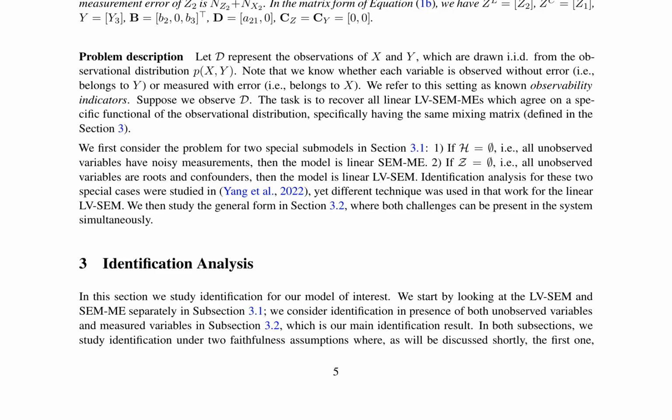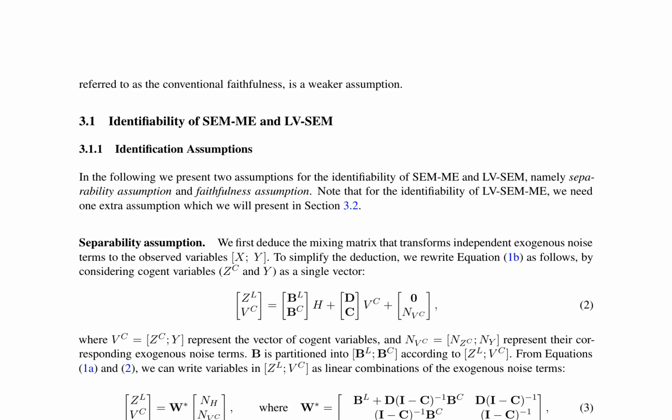To achieve identification, the authors proposed two assumptions: the separability assumption and the faithfulness assumption. The separability assumption states that the mixing matrix, which transforms independent exogenous noise terms to observed variables, can be recovered from observations of x, y, up to permutation and scaling of its columns. The faithfulness assumption is a stronger assumption that ensures the model is identifiable. The authors provide an example of an LV-SEM-ME model and illustrate how to derive the mixing matrix using the provided equations. They also discuss the implications of their proposed assumptions on the identification of the model.